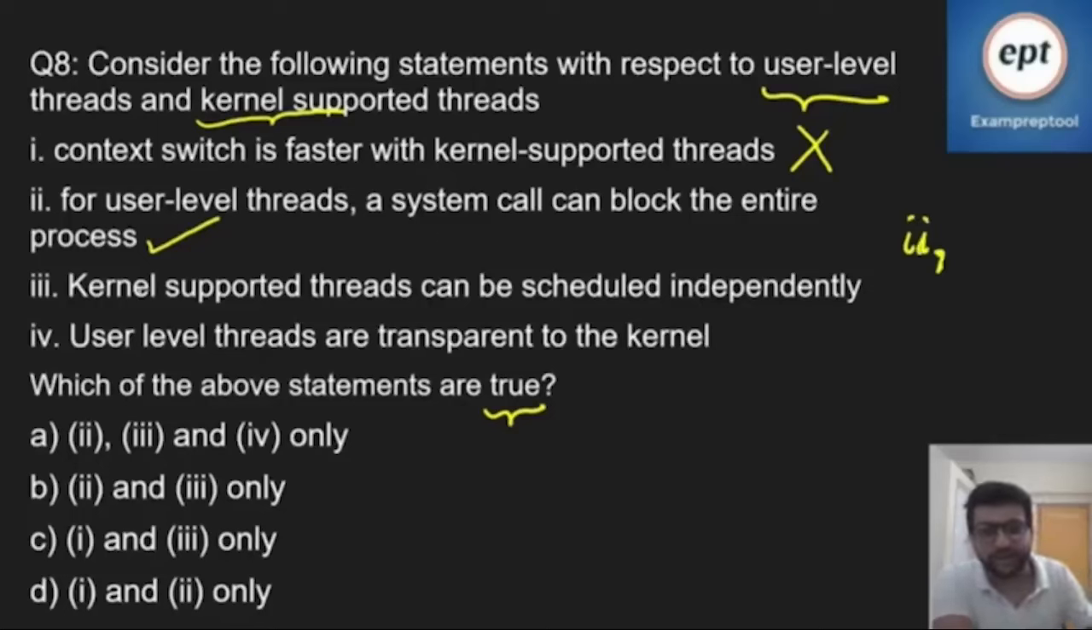So second is correct. The third option says that kernel supported threads can be scheduled independently, right? This is correct because we know that the kernel is aware of these threads. So these threads can be scheduled independently, right? So option C is also true. The fourth option says that user level threads are transparent to the kernel. Yes, we know that the kernel is not aware of the user level thread. So the answer will be 2, 3 and 4. So it will be option A, right?